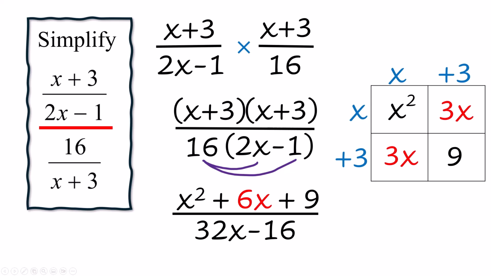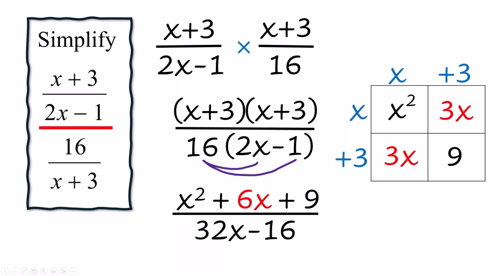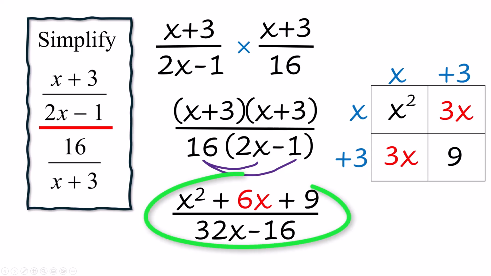Now, something I didn't point out is if there's any canceling to be done, you would do it at this line. You would see something in the numerator that you could cancel out of the denominator. I didn't do anything like that because there's nothing that cancels. That's actually what makes this problem a little bit simpler. We just end up multiplying everything out. And this is the answer.